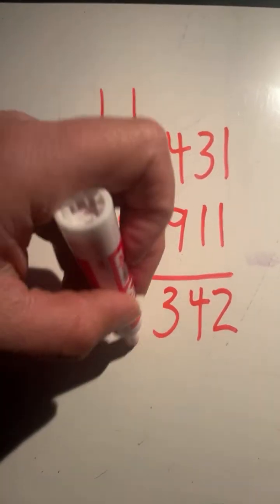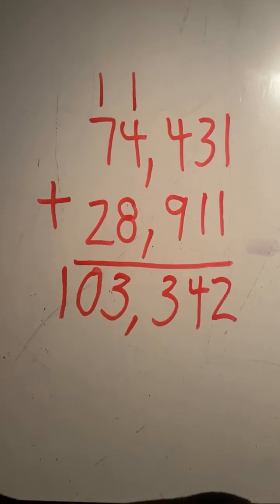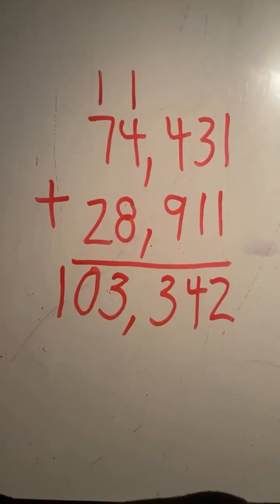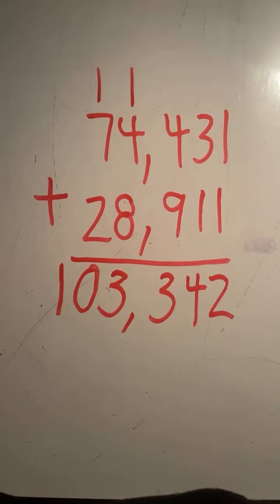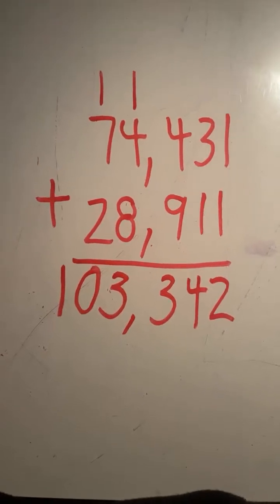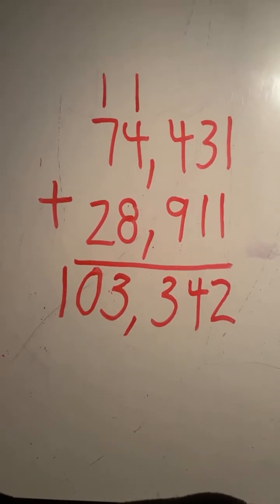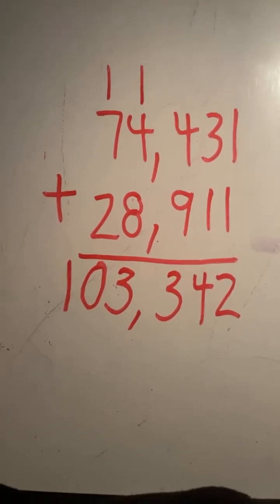And we have our final answer. 74,431 plus 28,911 equals 103,342.